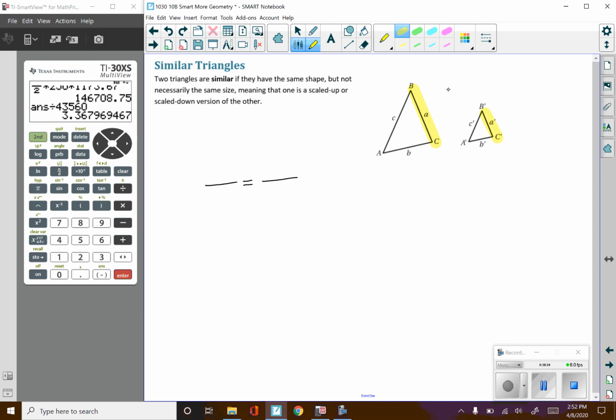So for example, we might use A in this triangle and divide it by A prime in the other triangle. And then we would use another set of corresponding sides, like maybe the C's. So we would have C over C prime. And you just want to be very consistent. If your sides from your larger triangle are on the top, then the sides from the smaller triangle would be on the bottom, or vice versa. And it doesn't exactly matter how you set it up as long as you have a lot of consistency with how you're setting it up.